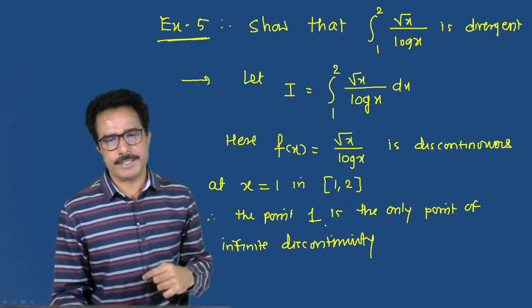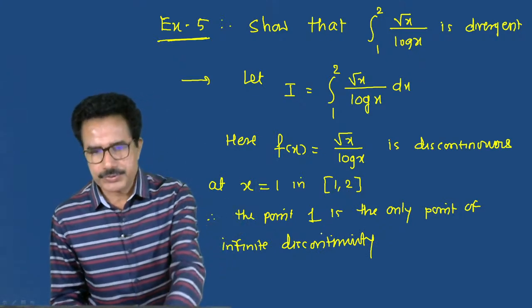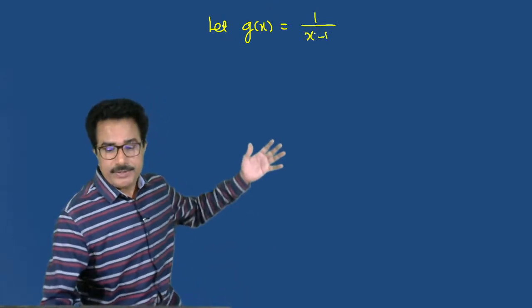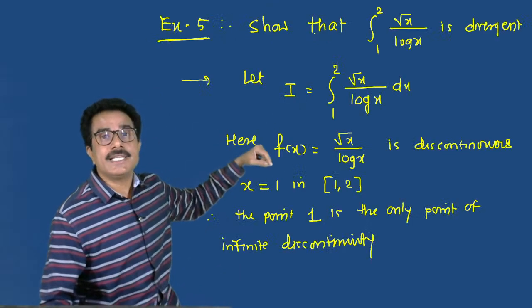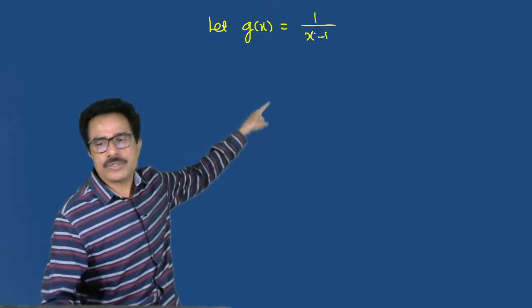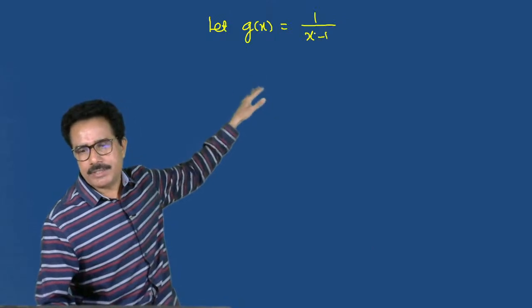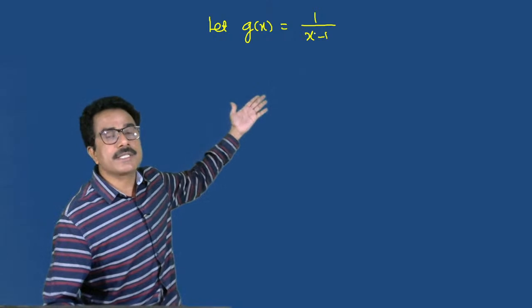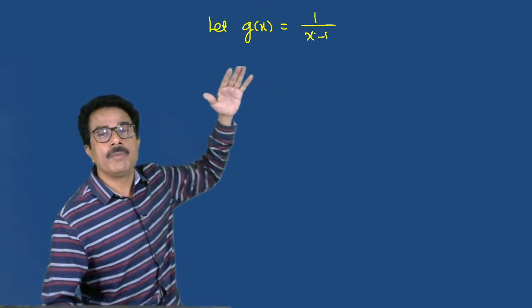Infinite discontinuity. So consider another function g of x. Let g of x equal 1 upon x minus 1. We have considered another function g of x which is also discontinuous at x equals 1.